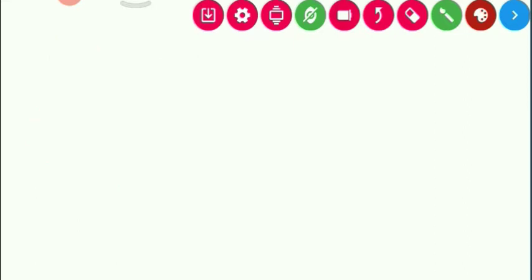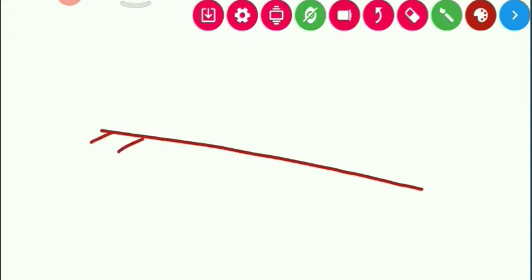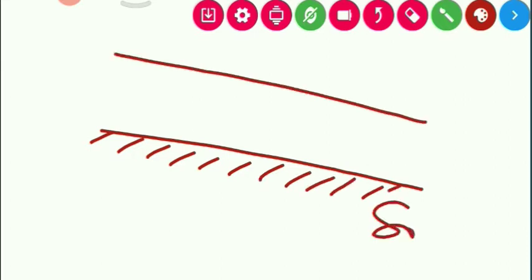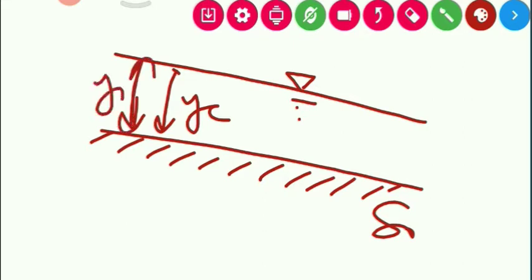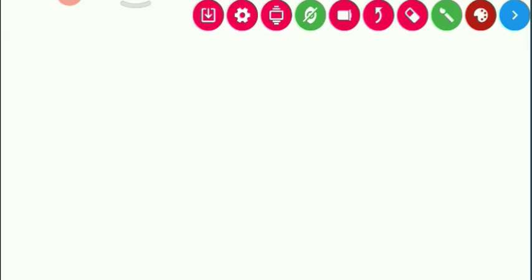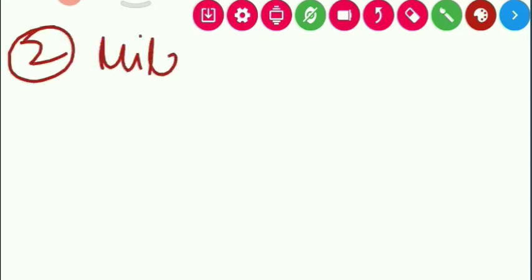The diagram of this channel bottom slope can be drawn like this. This is the channel bottom slope, which is S0, and this is the water surface profile. So this depth is equal to the critical depth, and this critical depth is also equal to the normal depth of the flow. The second type of slope is mild slope.